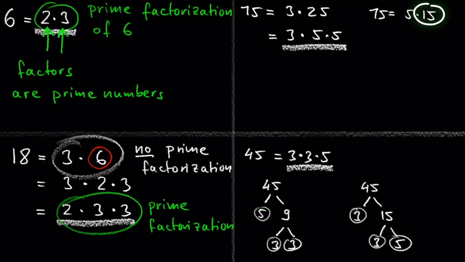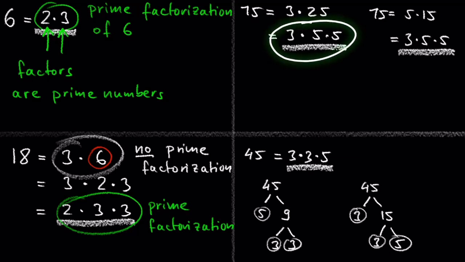And 15 we can factor to 3 times 5, which then gives us the same solution as before. So it doesn't matter how you start to factor your numbers, as long as you do the prime factorization properly. The prime factorization at the end will be the same.